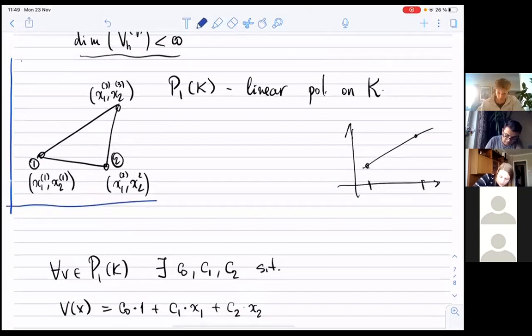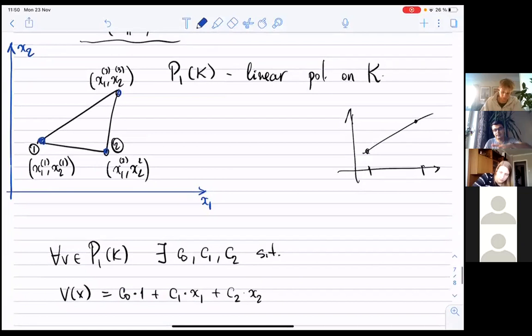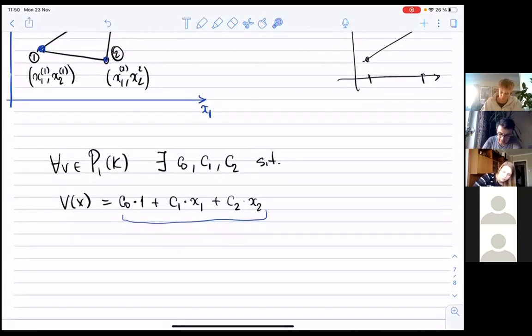So we have a coordinate system, x1, x2, and we have 3 points in this coordinate system. And we want to construct the polynomial which passes through these 3 points. Of course, you can write any equation, so it's in 2D, any surface. Not any surface, but it's a plane, it's just a particular case. It's like a linear combination.